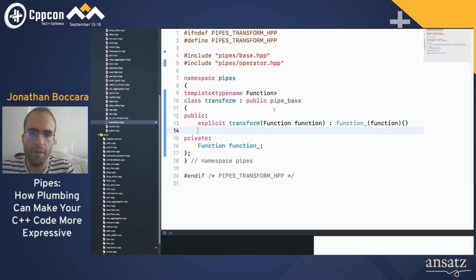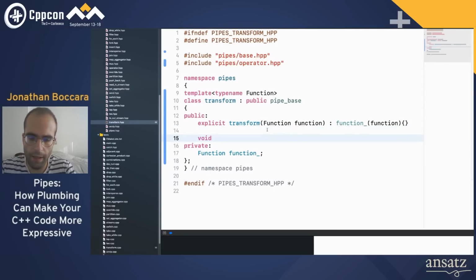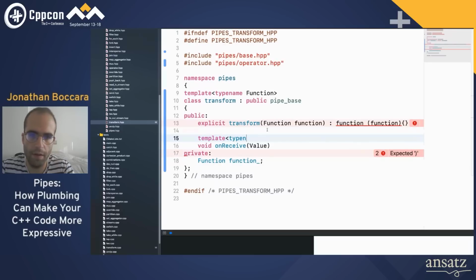Now, the library knows that this is a pipe, so we don't have to do a lot of things. We don't have to implement the operator greater, greater, equal. We don't have to implement integration with anything. We just have to implement what's specific to transform, which is applying a function. So we have to implement a function that's called onReceive that says what to do when transform receives something from the pipe that's before it. So we receive something, let's say a value, that can be about anything. So let's use a template as well.